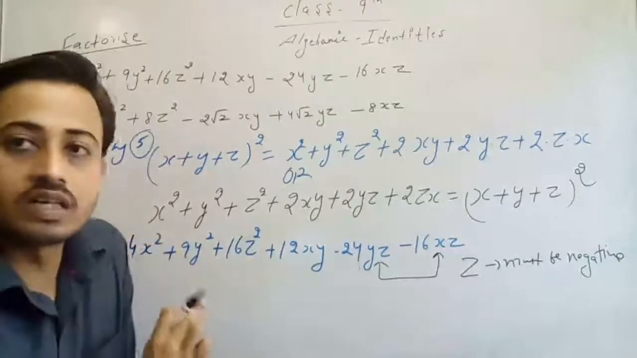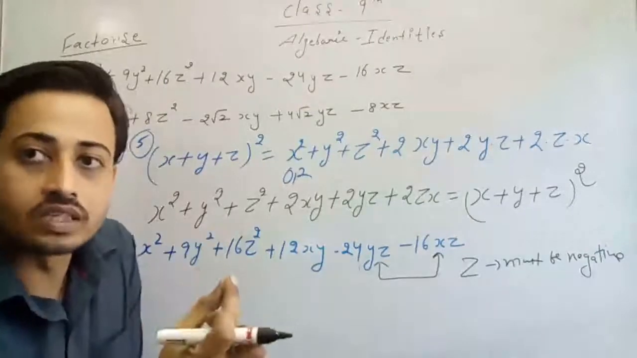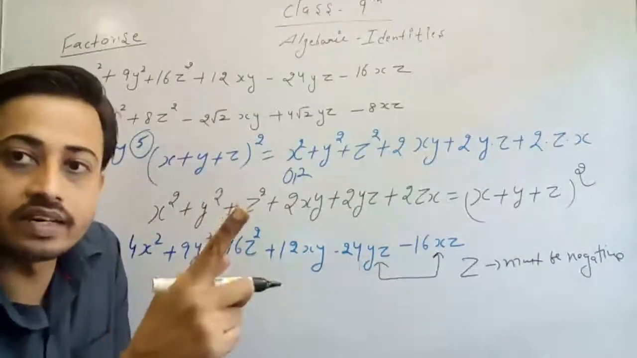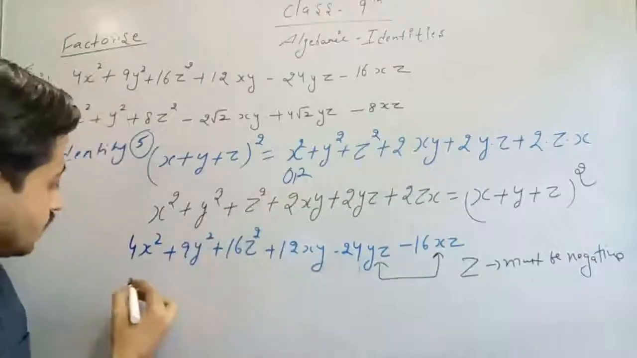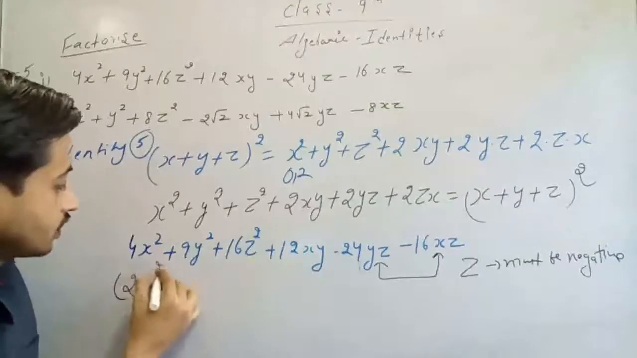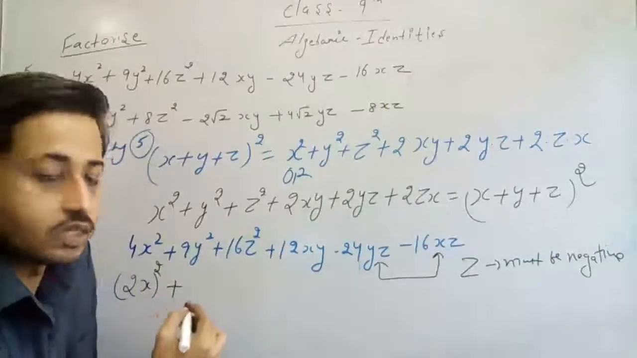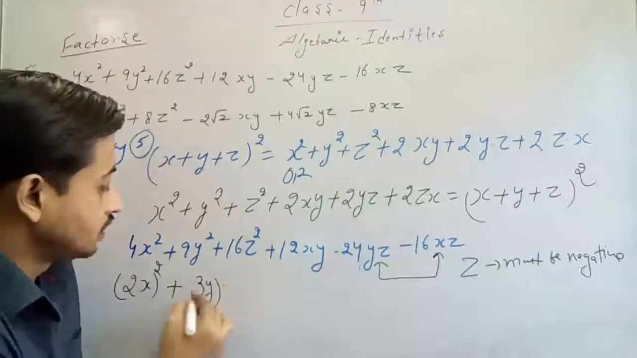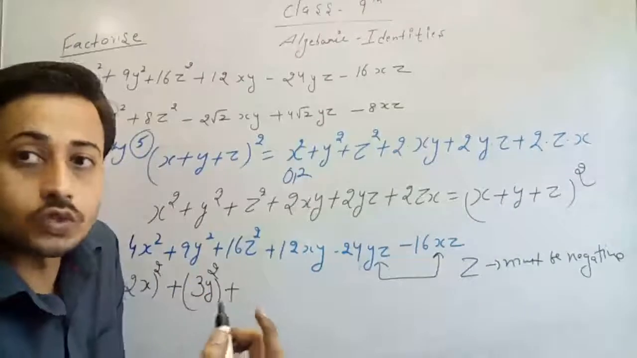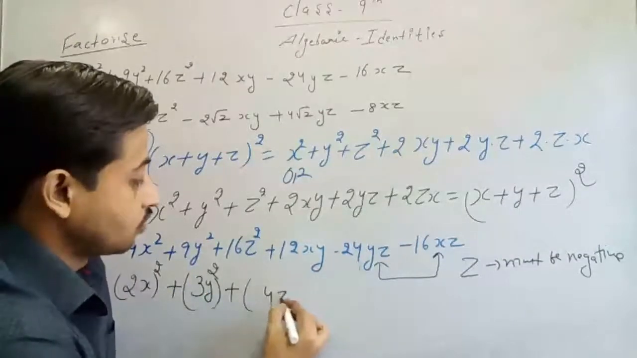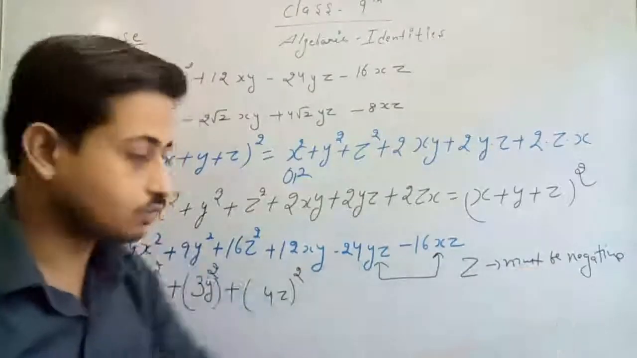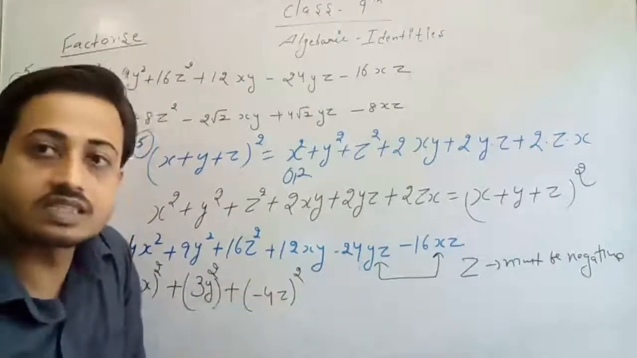This is x square, but it is not a whole complete square. So we have to write this: 4 can be written as 2 square, so overall we can write it as 2x whole square. Same, 9 can be written as 3 square, so this can be written as 3y whole square. Plus 16 can be written as 4 square, so this can be represented as 4z whole square. And you know z must be negative, so I am taking the sign of 4z as negative.